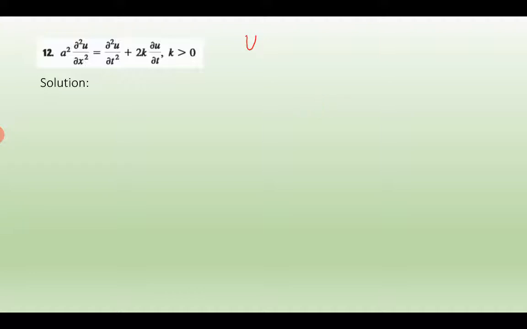Assuming u is equal to X(x)T(t), here u is a function of x and t, not x and y. So u is capital X and t. ux is X prime T. u double x is X double prime T.